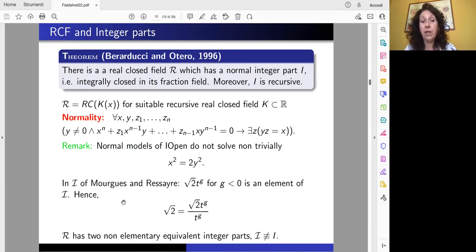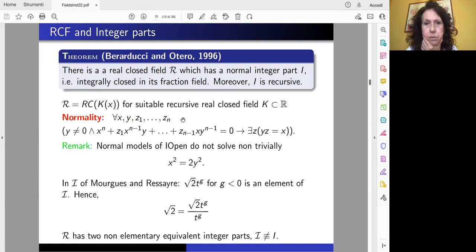So a real closed field may have two different integer parts; it is not unique. It has an integer part like Shepherdson's, like Mourgues and Ressayre's, but it also has this other integer part, of Berarducci and Otero, and the two are not isomorphic, and they cannot be isomorphic because they are not elementarily equivalent. So this is one of the interesting problems that stays.